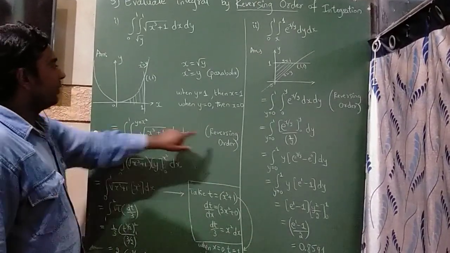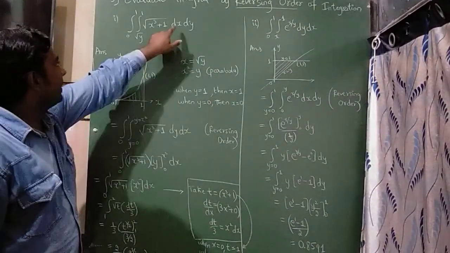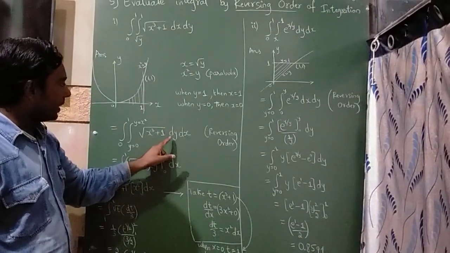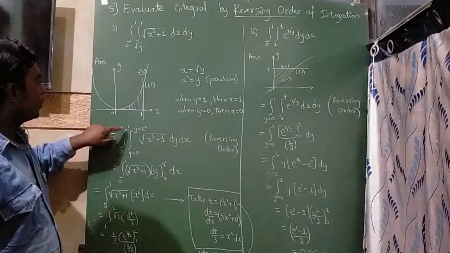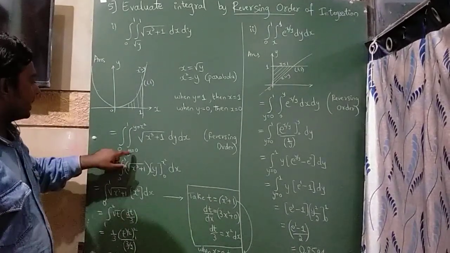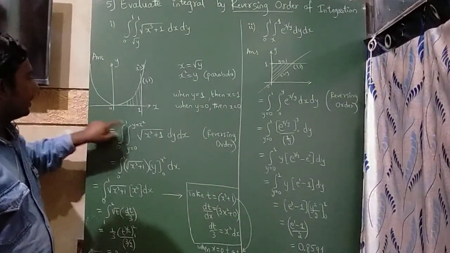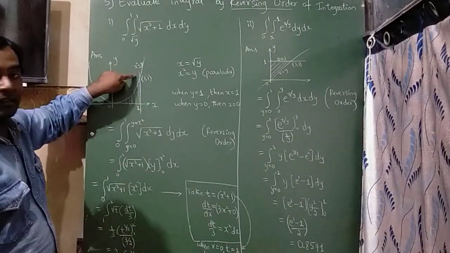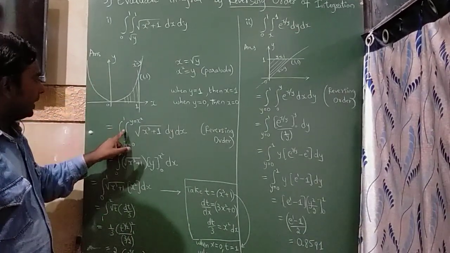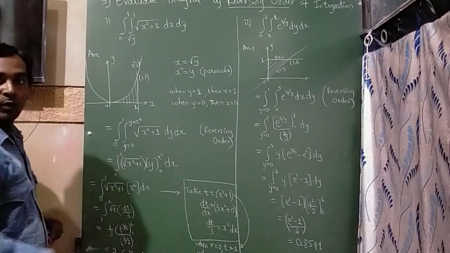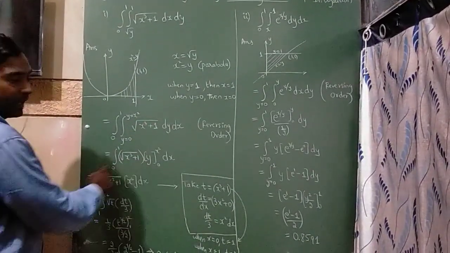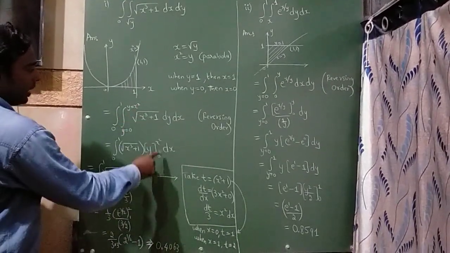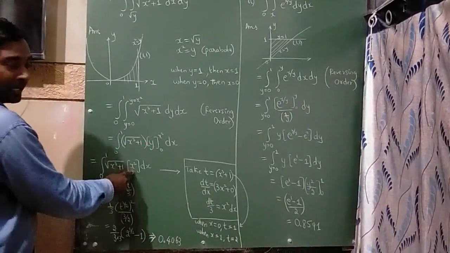Now reversing the order. What we have reversed? Here dx dy is there, and here I have taken dy dx. This is called reversing the order. Now 0 to 1, then the next one is 0, that is here, to y is equal to x square. If I integrate with respect to y, this whole term will become constant and this will become y, so 0 to x square. So I am going to apply the upper limit.